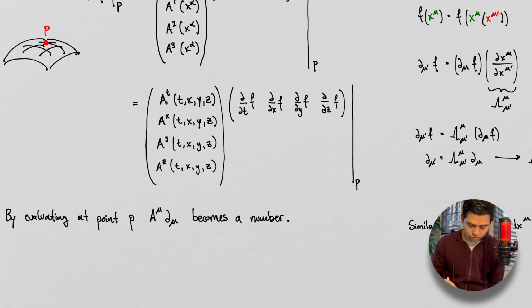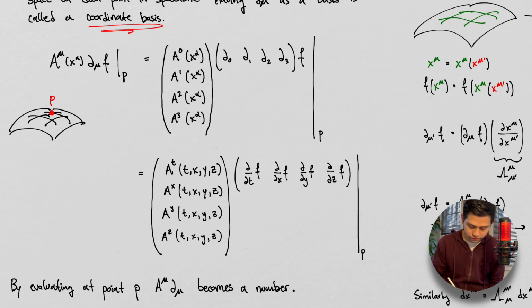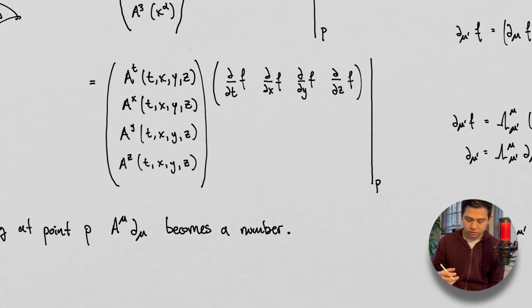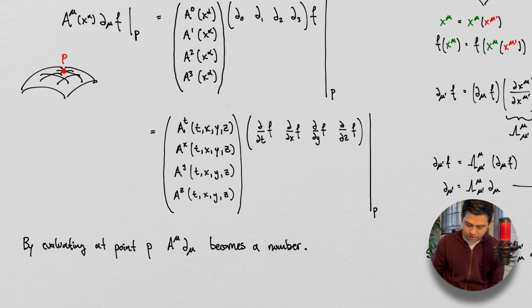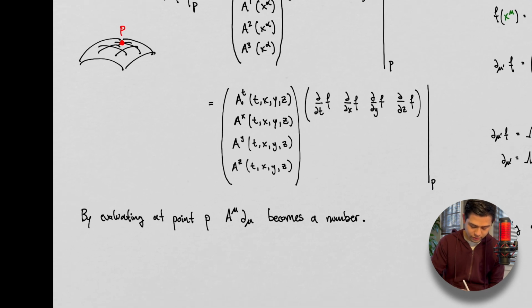So fleshing this out a little bit more, with these 0, 1, 2, and 3, we always want to refamiliarize ourselves with what the 0, 1, 2, and 3 actually mean. This is time, x, y, and z. And then all of these guys here run over each independent variable as well. Then we can evaluate all of this at P, and that brings us to a number. So by evaluating at P, this object becomes a number.